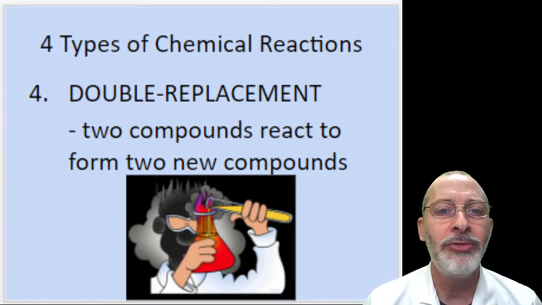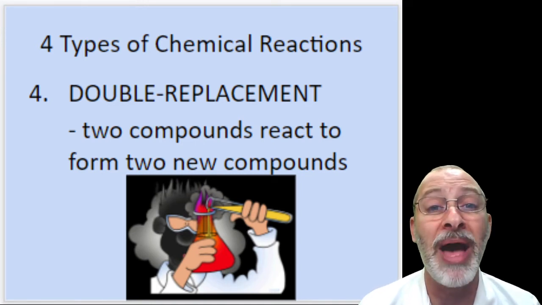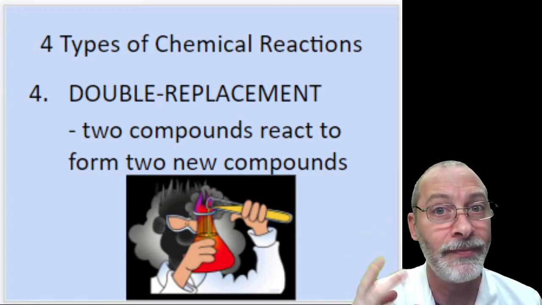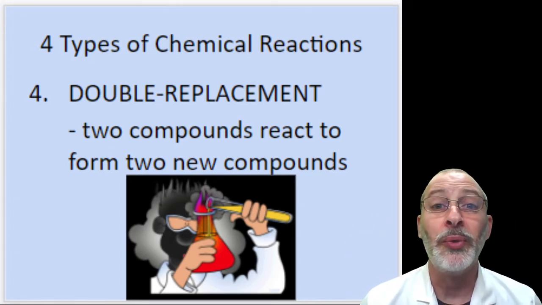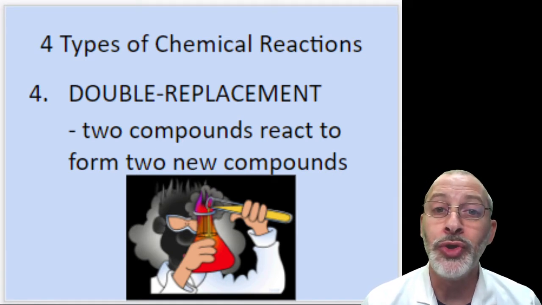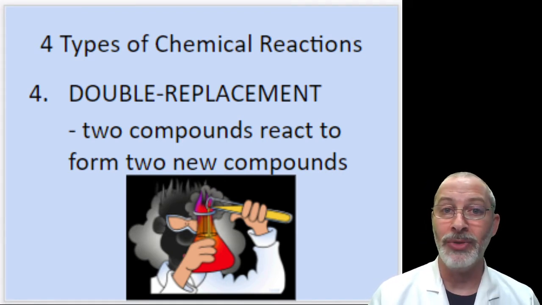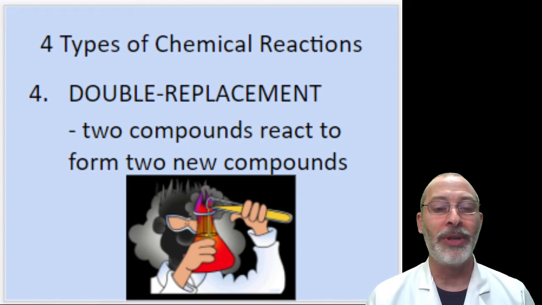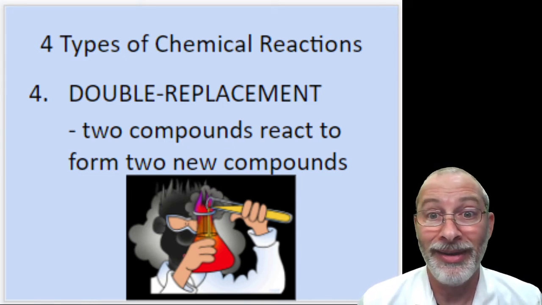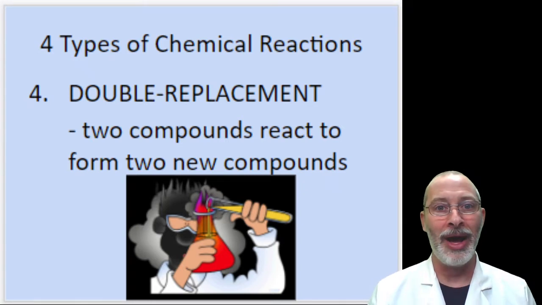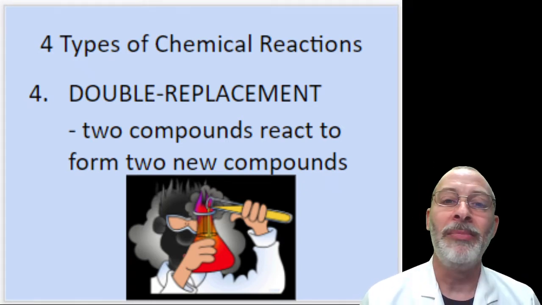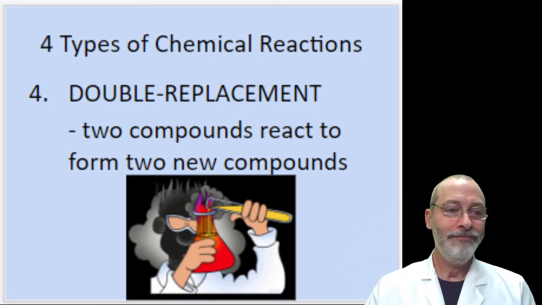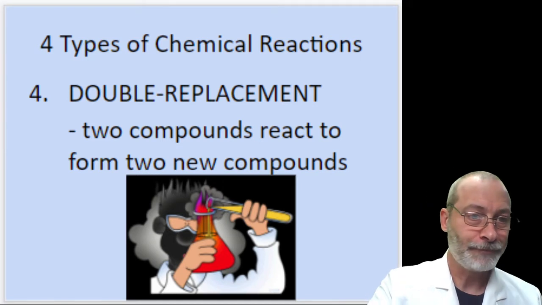A double replacement reaction is one in which two compounds react to form two new compounds. Now remember, a compound is made of two or more elements. So there's not just a single replacement going on in a double replacement reaction, but rather a double replacement, because there's going to be something from each compound that is going to replace one another. So let's check it out here.